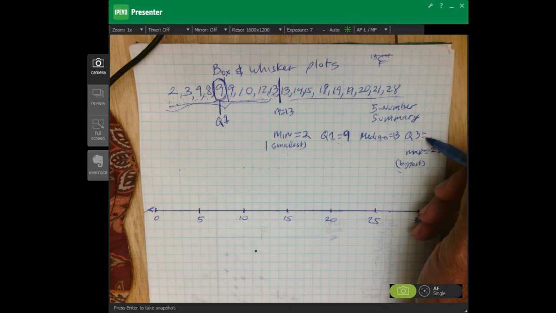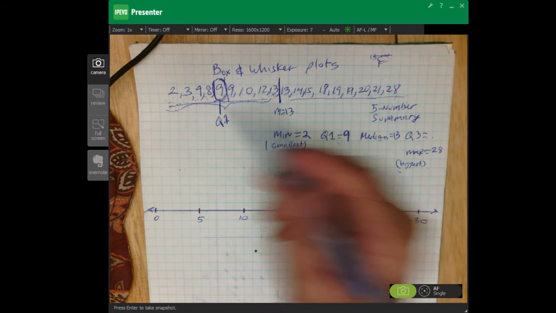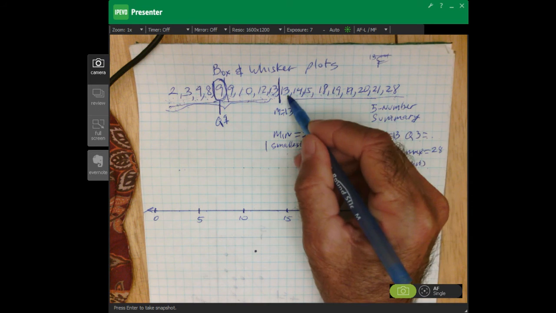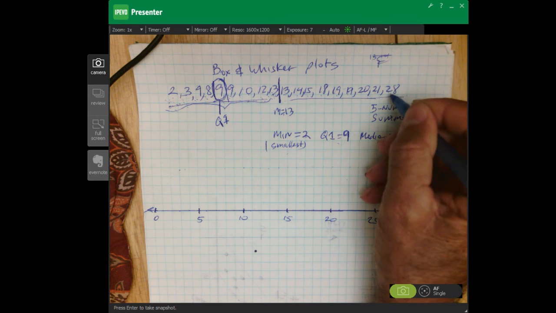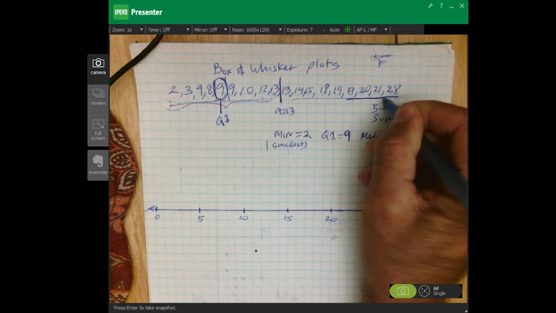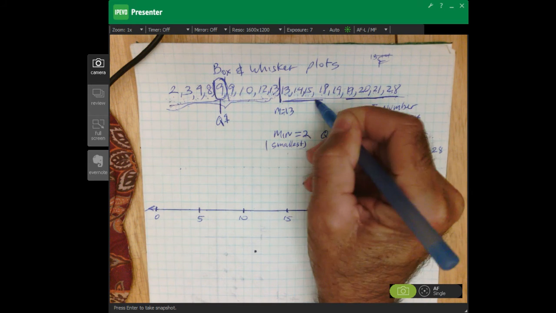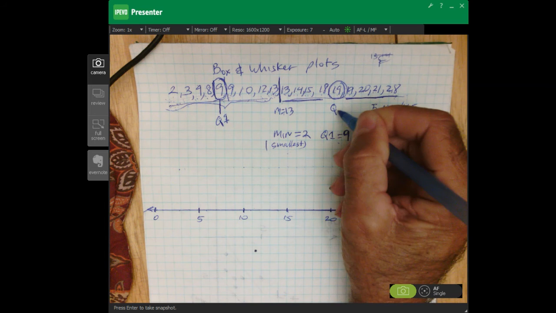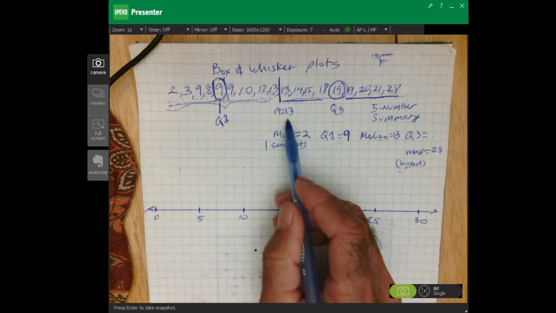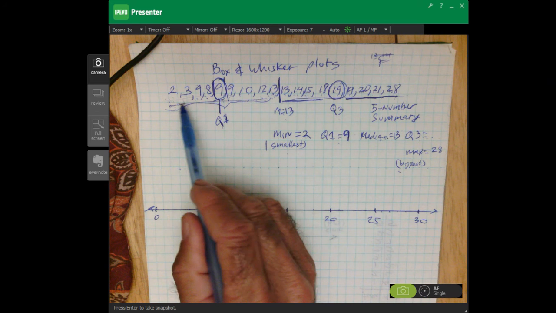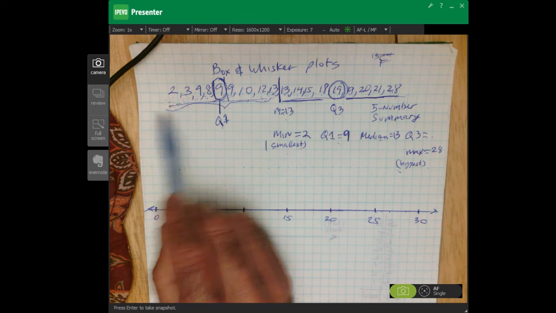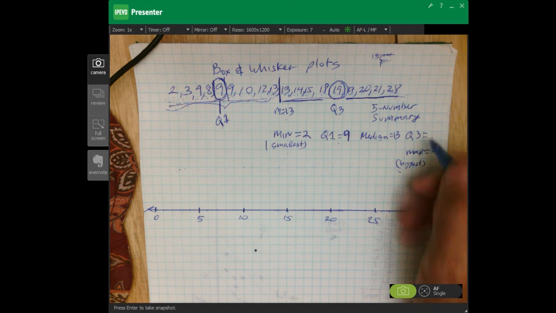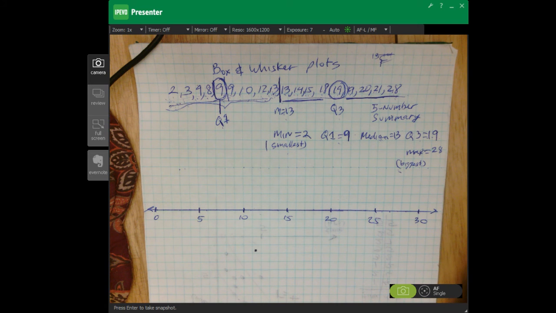Now then we have Q3, and we do the same thing we did over here on this data set. 1, 2, 3, 4, 5, 6, 7, 8, 9. Again, we need 2 groups of 4. 1, 2, 3, 4. From here to here. 1, 2, 3, 4. And there's 1 left over. So we have 19. That's our 3rd quartile. 1st quartile, 2nd quartile, 3rd quartile. When you're all done, there should be equal numbers in each group. So 4, 4, 4, 4. Okay? So Q3 is 19.